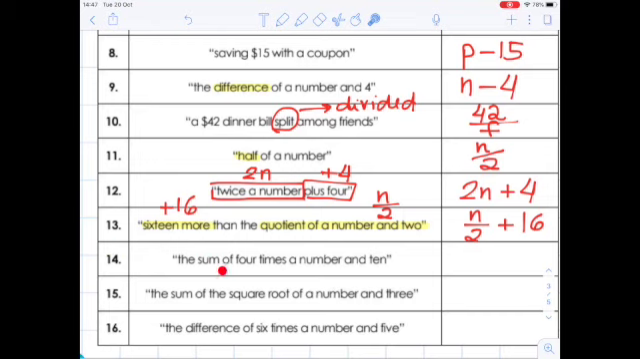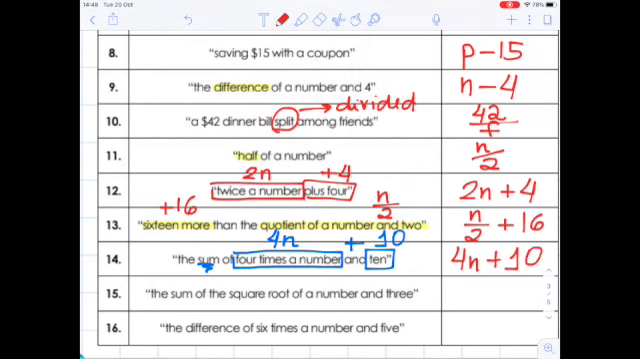Number 14, the sum of 4 times a number and 10. This one, be very careful. The sum of 2 things, but the first one is 4 times a number and 10. And I have the sum between these 2 guys over here. 4 times a number is going to be 4 times n, and 10 is going to be 10. So my final answer should be 4 times a number plus 10. The sum of 4 times a number and 10.